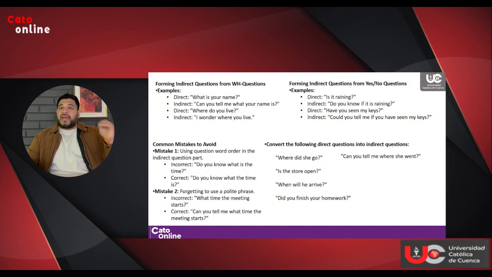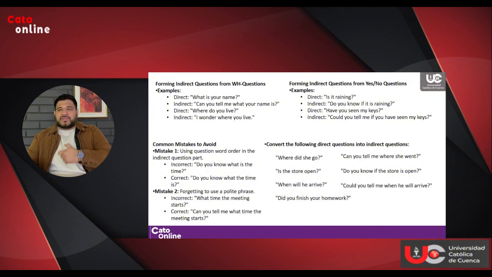As we see here, can you tell me where she went? Okay. As you see, it is like a transformation of the auxiliaries, in which the main verb goes as it is in the tense. Where she went. Is the store open? Do you know if the store is open? When will he arrive? Could you tell me when he will arrive? You see, the auxiliary turns to another place. Did you finish your homework? I wonder if you finished your homework.